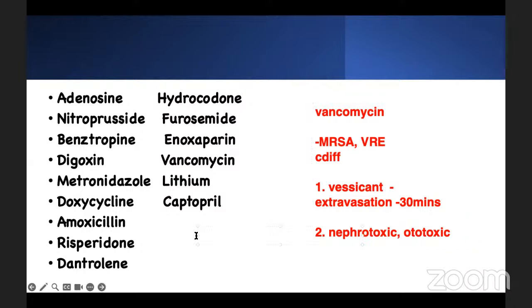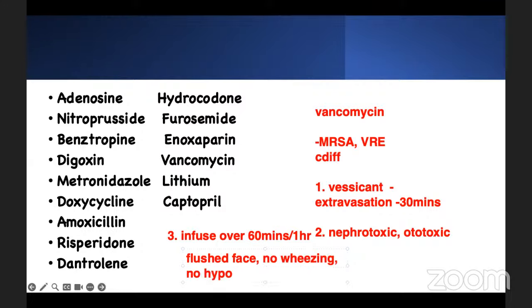One of the fundamental things they can ask you, number three, is that you should not infuse it fast. You should infuse it over 1 hour, 60 minutes. So infusion has to be 60 minutes. If it's less than 60 minutes, what is going to happen? The patient is going to have a flushed face from the head to the chest. There is no wheezing, no hypotension. I'm giving you some of the clues where they give it in the case so that you don't get trapped.